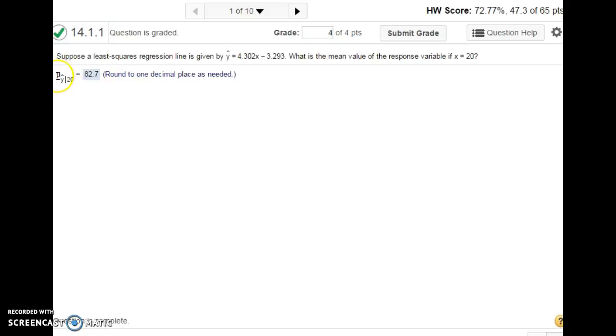The mean value of your response when x is 20. That's what that slash means. So if x is fixed at 20, what's the average for our y?